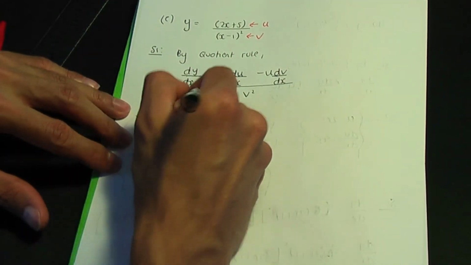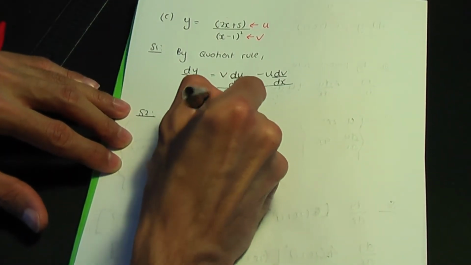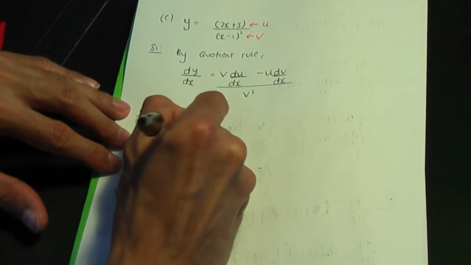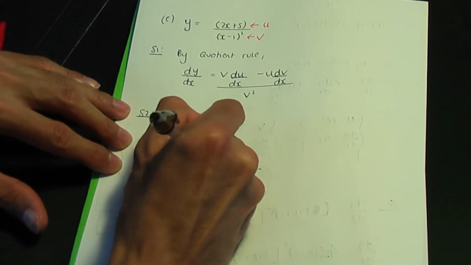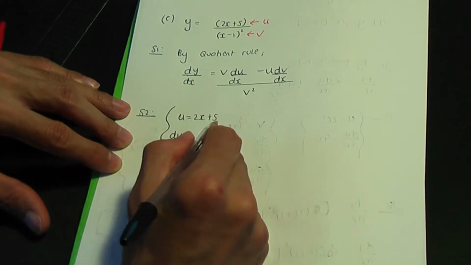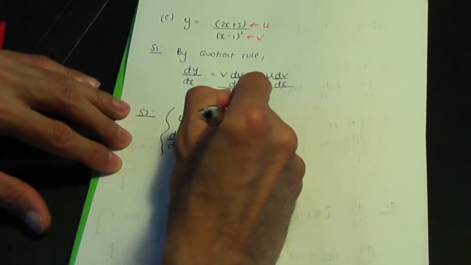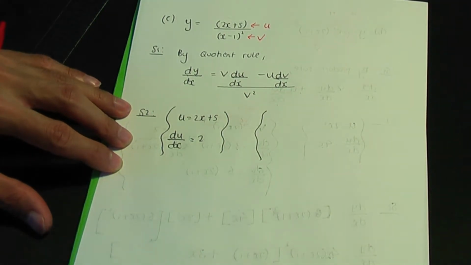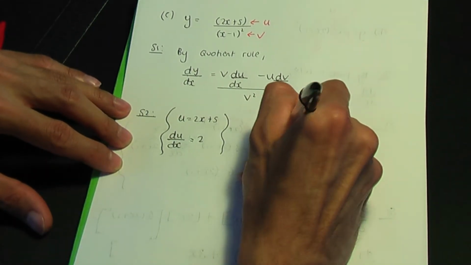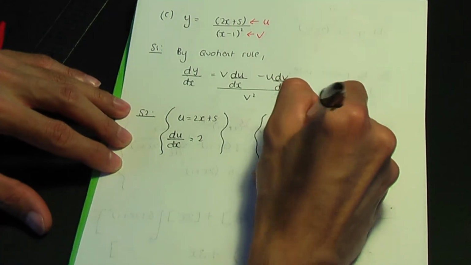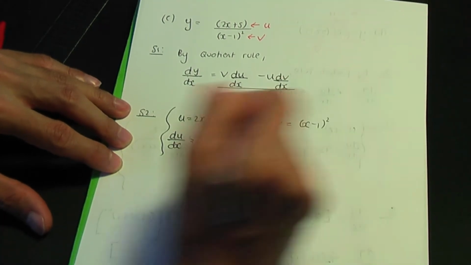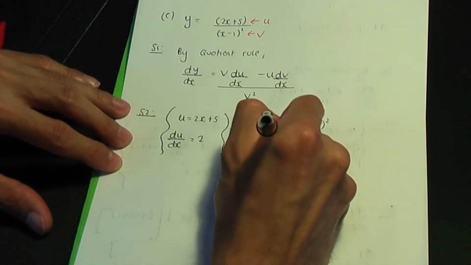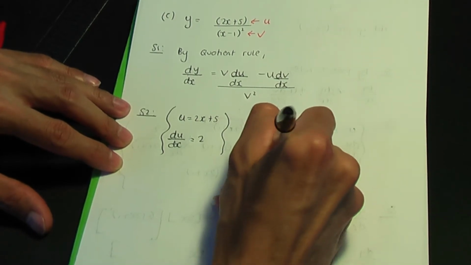So u is the term in the numerator, 2x plus 5. Let's work out du over dx. So when I differentiate 2x plus 5, it's 2. Let me do another side calculation alongside this one. v is the term in the denominator, x minus 1 squared. And let's think about dv over dx.